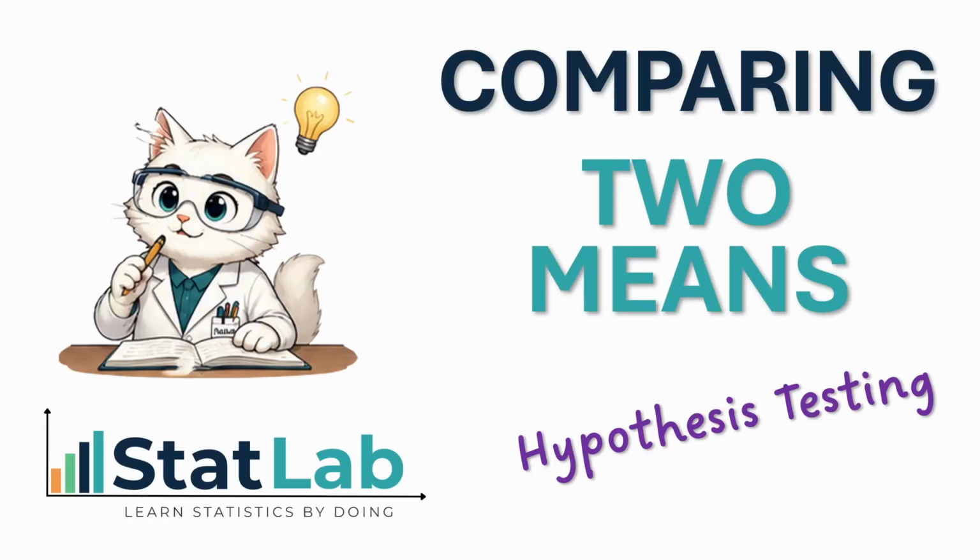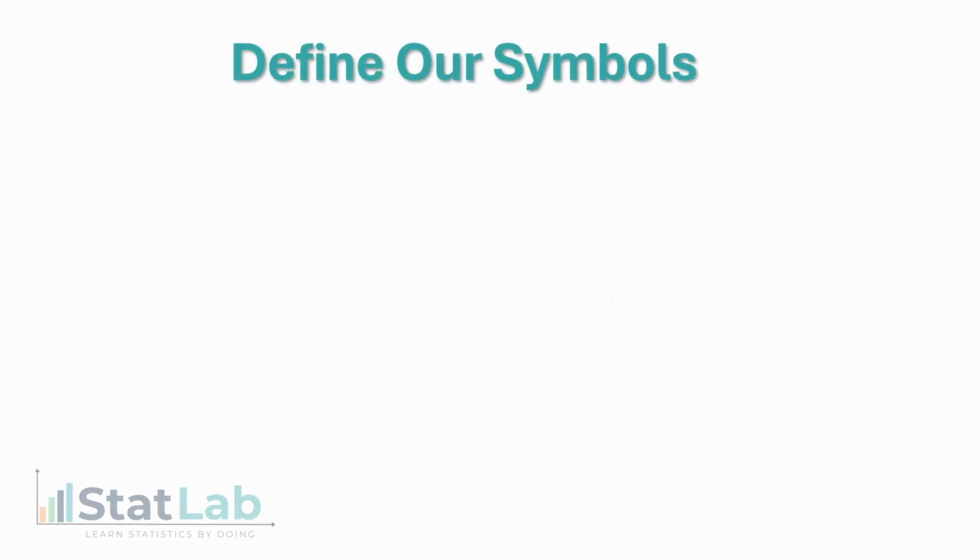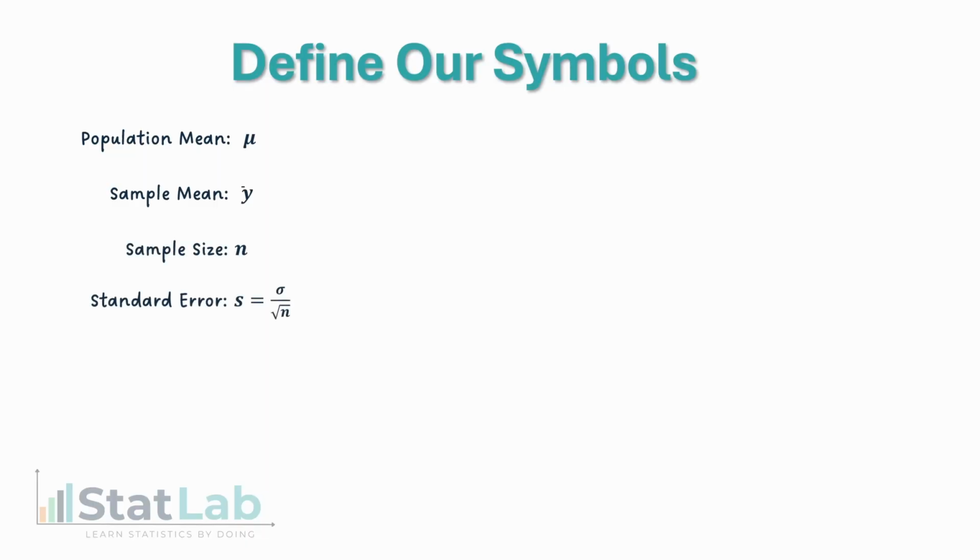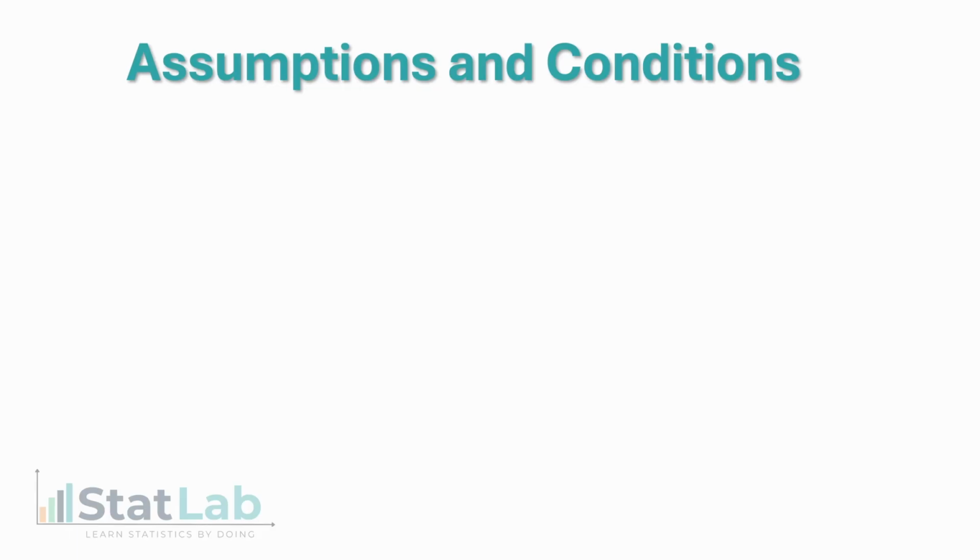Today we're going to look at hypothesis testing, but we're going to be comparing two different means. So first, let's quickly define our symbols. Our population mean is mu, our sample mean is y bar, our sample size is n, our standard error is the standard deviation over the square root of n, and our test statistic is y bar minus mu over the standard error.